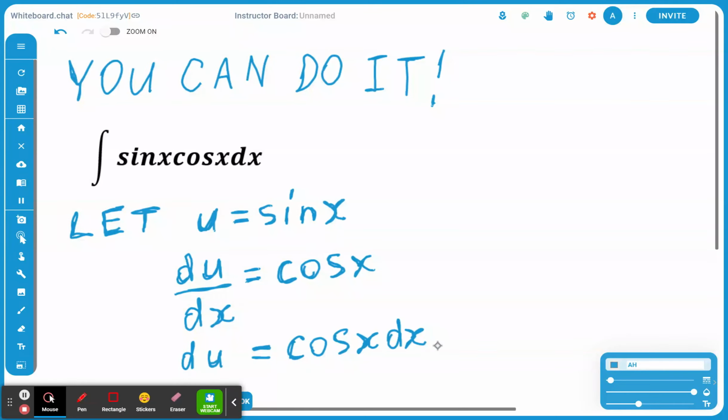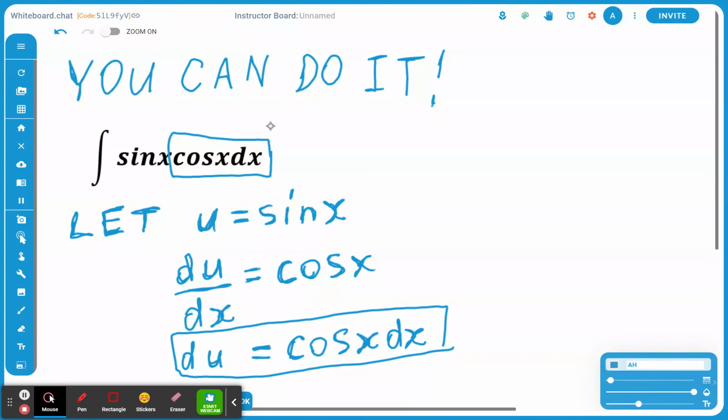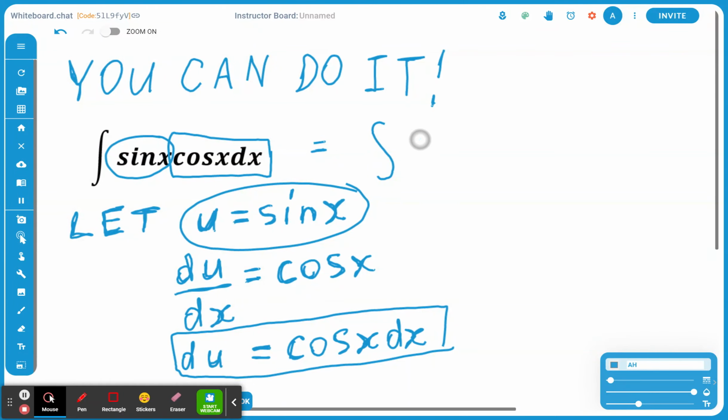Now I'm going to put a box around this, and I want to make sure you can see the next step. So when I think about cosine x times dx, I can replace it with du. Likewise, when I think about u, which is sine x, I can do the same thing. So if you go back to the original question, this basically implies that this is the antiderivative of sine x, which is basically u, by the way. And if you think about the second part, cosine x and dx, that's going to be du.